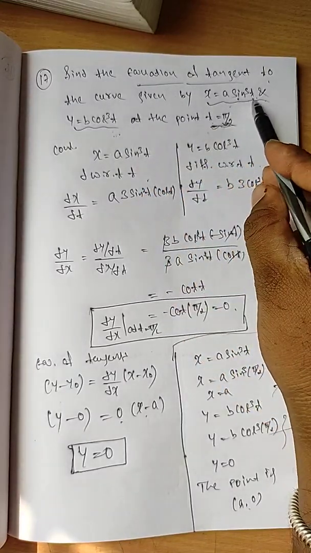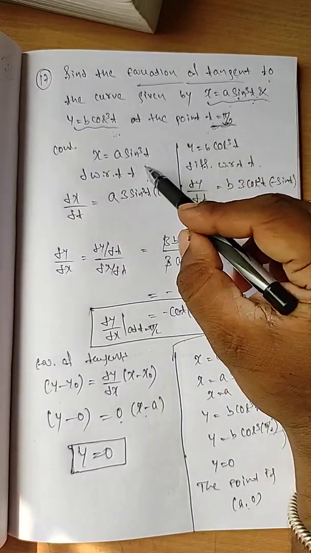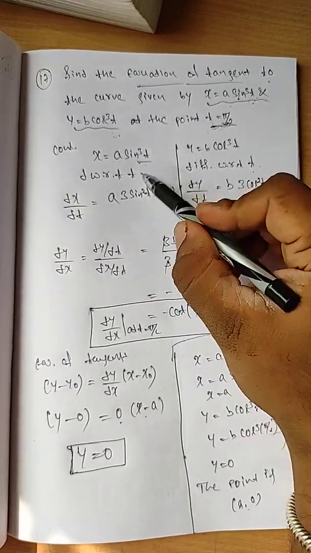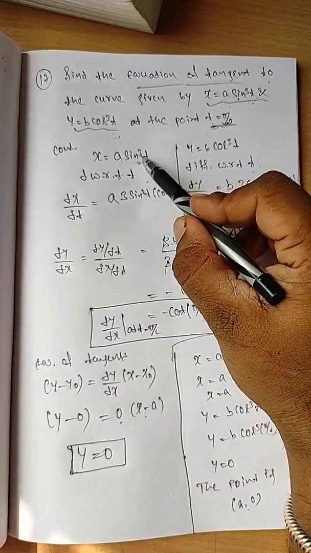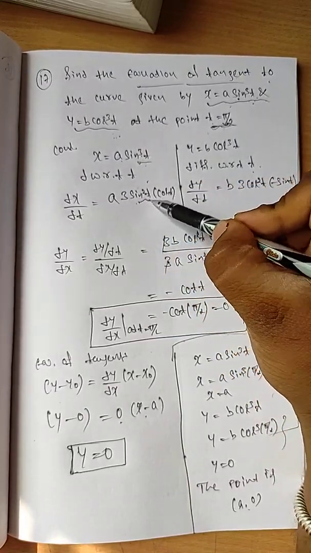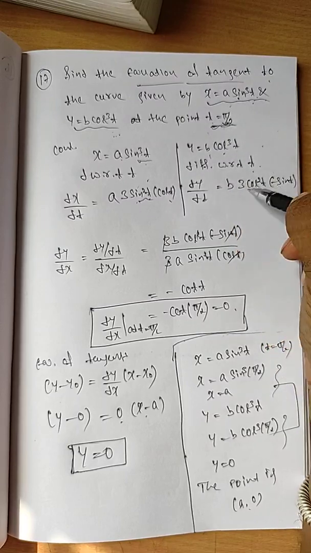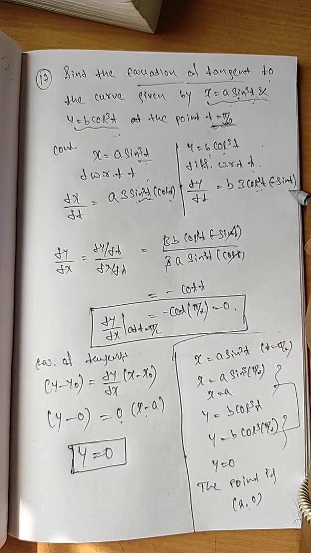It is in another parameter, t is another parameter here. So we are differentiating with respect to t separately. Here we are applying the chain rule differentiation. So a is a constant, differentiation of sin cube t is 3 sin square t. Again differentiation of sin t is cos t. Here b is a constant, the differentiation of cos cube t is 3 cos square t. Again differentiation of cos t is minus sin t.